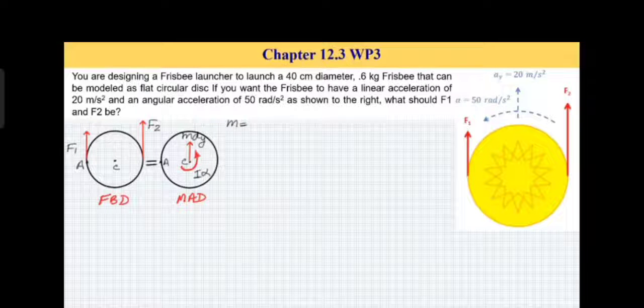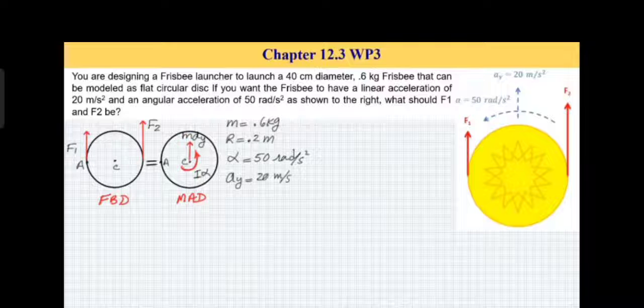We have here a mass of 0.6 kg, a diameter of 40 cm, therefore the radius is 0.2 meters, and an angular acceleration alpha of 50 radians per second squared. And your acceleration in y is 20 meters per second squared. So observe that we are interested in force 1 and force 2. Clearly, one equation is the net force in the y direction equals m a_y.